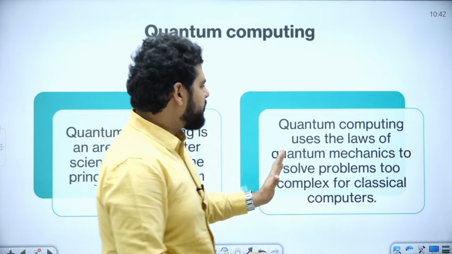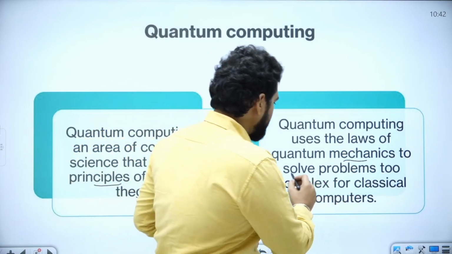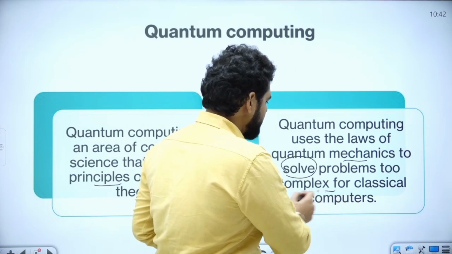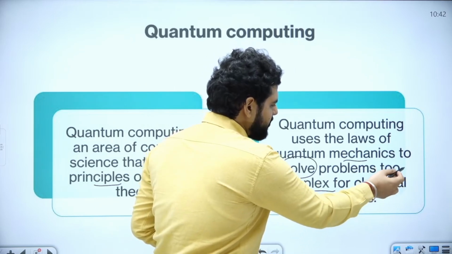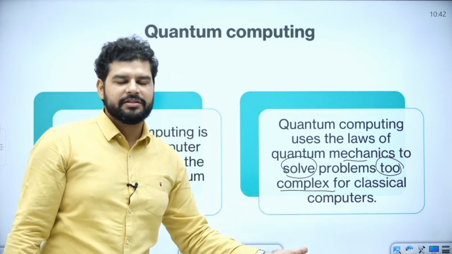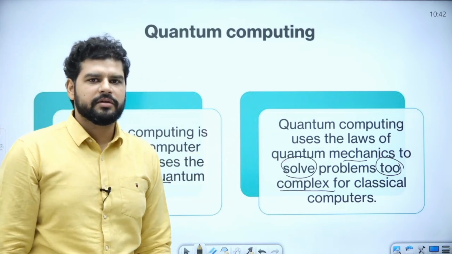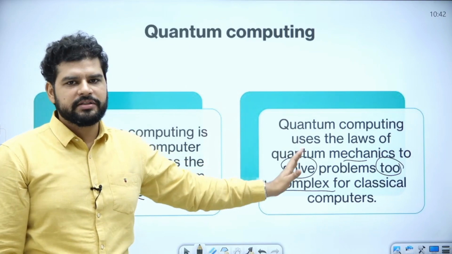So quantum computing uses laws of quantum mechanics. We are almost the same till here. Now, to solve the problems which are too complex for classical computers. Now this is a better definition. It gives you a comparison also and gives you the source of laws also, right? So try to use this one.